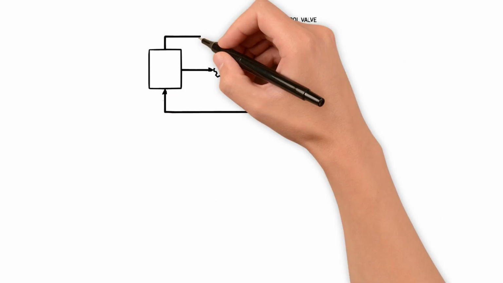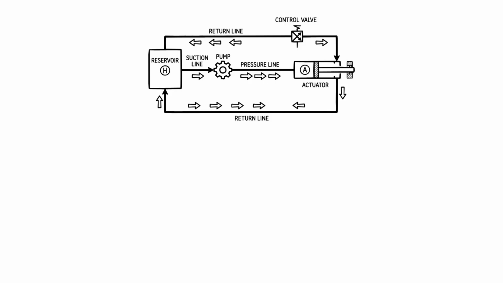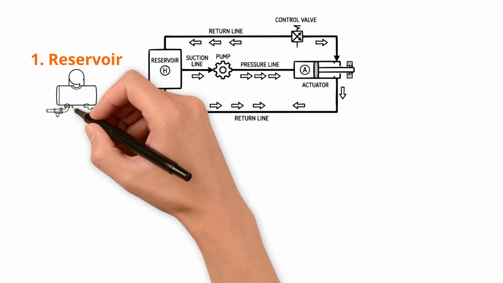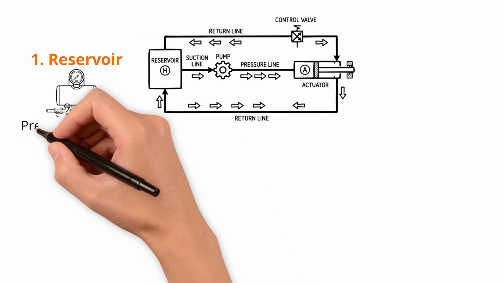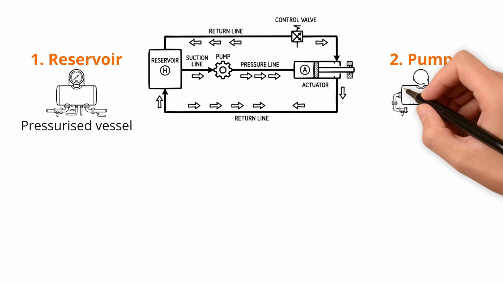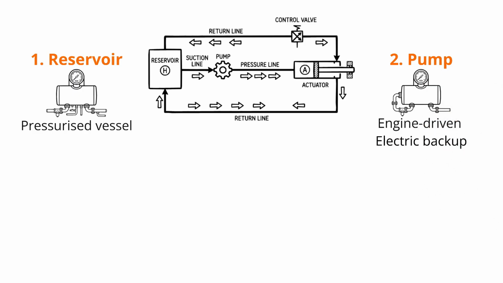Every aircraft hydraulic system has 4 core components. First, the reservoir. This is where the hydraulic fluid is stored. It's not just a tank, it's a pressurized vessel that ensures a constant supply of fluid to the pumps under all flight conditions. Second, the pump. This pressurizes the fluid and pushes it through the system. Most aircraft have both engine-driven pumps and electric pumps as backups.